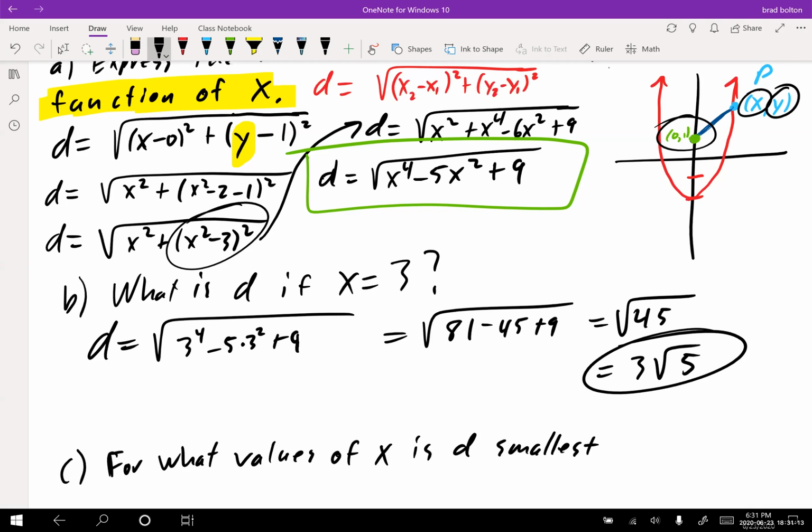And in general, you guys, I want the exact value. Don't give me the decimal unless it specifically asks for the decimal. So you have to know how to clean up the square root of 45. Hopefully you guys know that this is 9 times 5, and then the square root of 9 times the square root of 5, which is 3 square roots of 5. So that's how I did it, in case you were wondering.